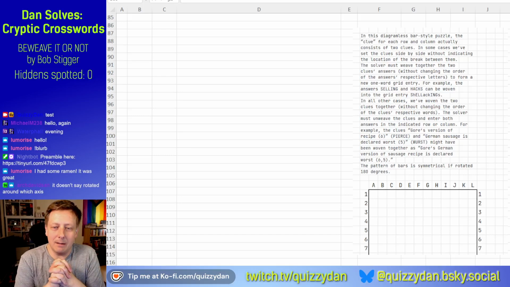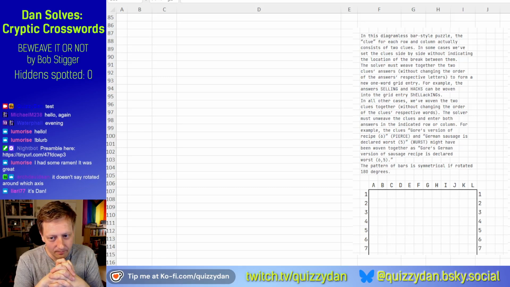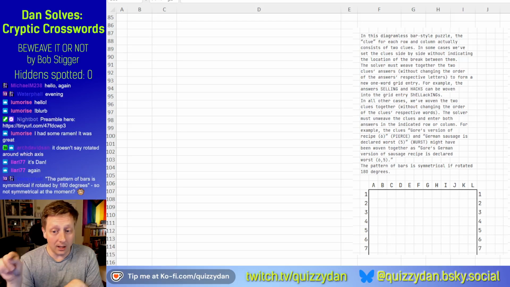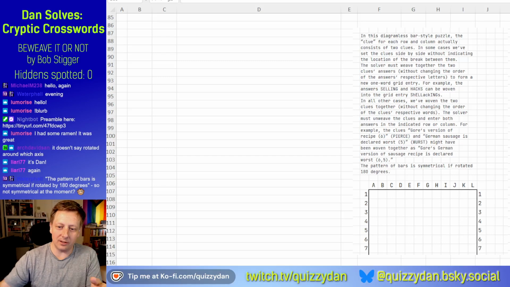In this diagramless bar-style puzzle, the clue for each row and column actually consists of 2 clues. In some cases, we've set the clues side by side without indicating the location of the break between them. The solver must weave together the 2 clues' answers without changing the order of the answers' respective letters to form a new one-word grid entry. For example, the answers selling and hacks can be woven into the grid entry ShELLackINGs, because there's no anagramming going on, that's just weaving the 2 words' letters together.